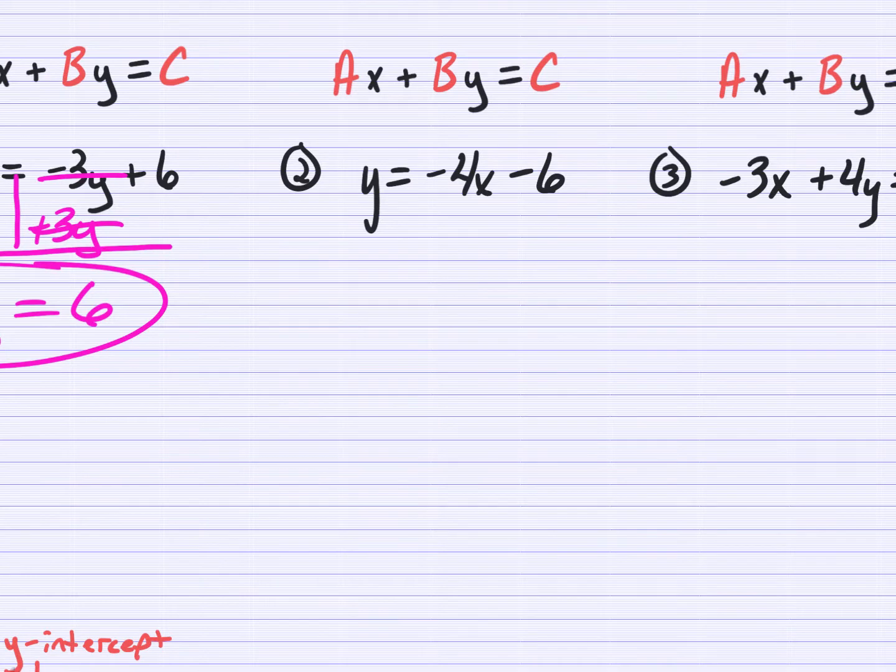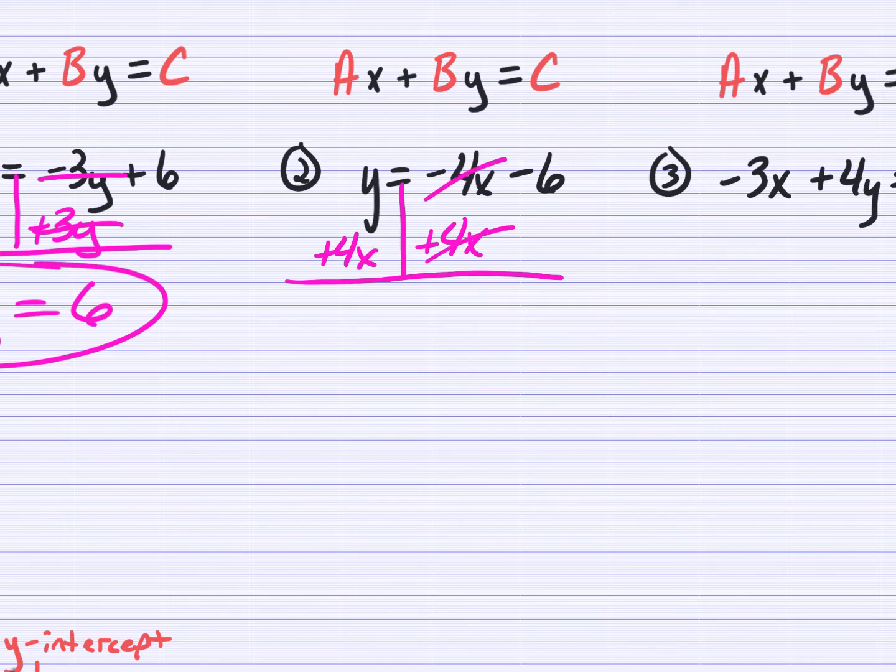Number 2, again, has to be in the correct order. So I look up here: is the number with the x the very first thing I see? No, it isn't. So that's what I'm going to do first. I'm going to make sure the number with the x is the first thing I see. So I'm going to bring it over across the equal sign, and whenever you cross the equal sign, we use the opposite. The opposite of negative 4x is adding 4x.